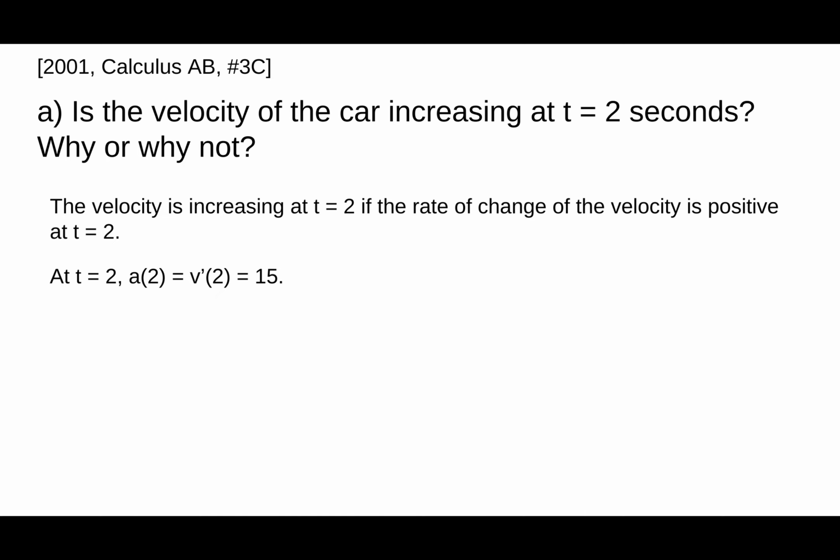So, at t equals 2, the value of a of 2 would be the derivative of v at 2. It would be the rate of change of the velocity at t equals 2. And according to the graph, a of 2 is 15. Since a of 2, which is 15, is greater than 0, yes, the velocity of the car is increasing at t equals 2.